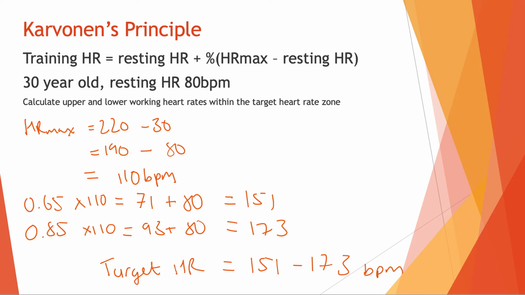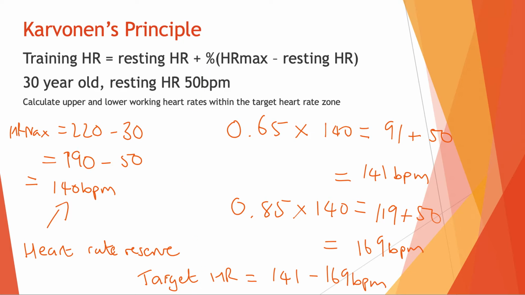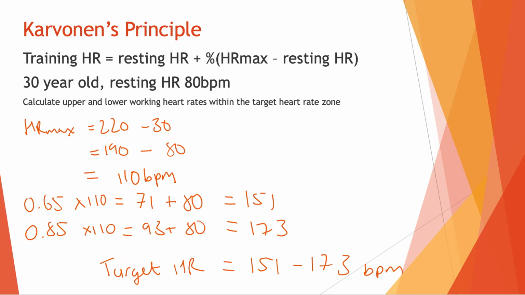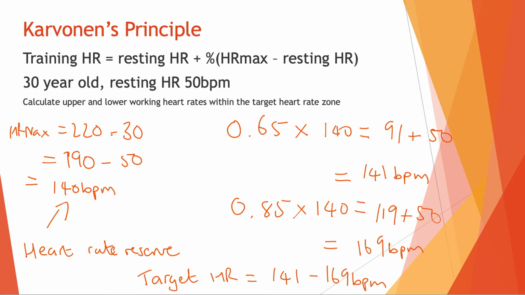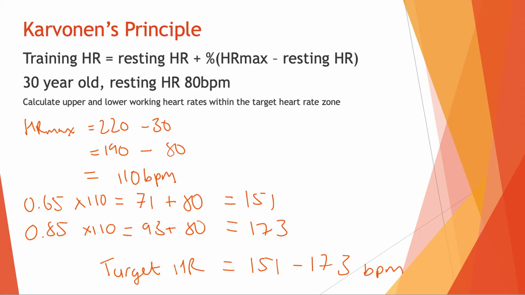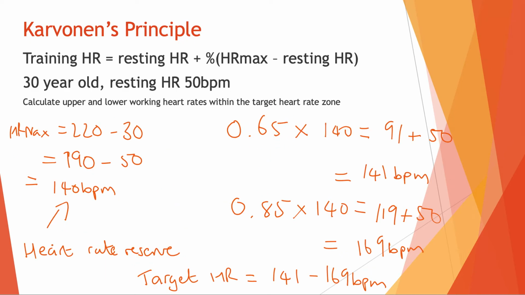Now let's compare it to the fitter 30-year-old. The fitter 30-year-old had a target heart rate of 141 to 169 beats per minute. This less fit individual has a target heart rate of 151 to 173 beats per minute, despite the fact that they're the same age and have the same maximum heart rate. And that's because Karvonen's principle is taking into account this idea that this fitter 30-year-old has a higher aerobic capacity. And therefore, at 65% of their maximum, their heart rate is going to be lower and should be lower during training in order to make sure they stick to 65%.